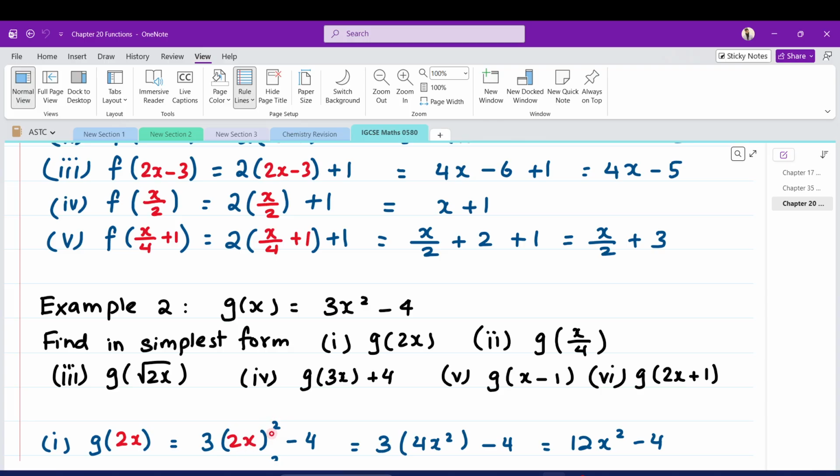So 2x whole square means square of 2 and square of x. So that would be 4x square. 3 times 4x square would be 12x square minus 4.